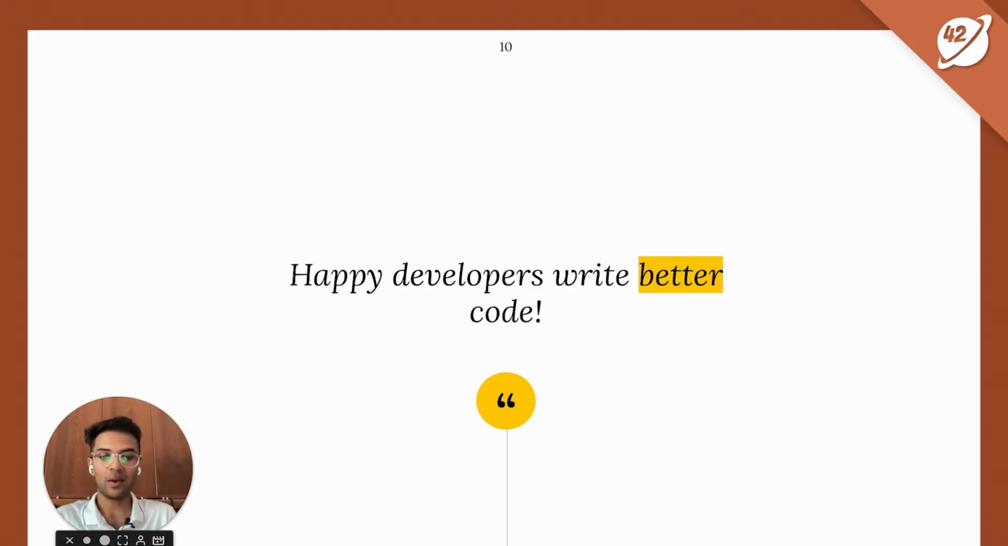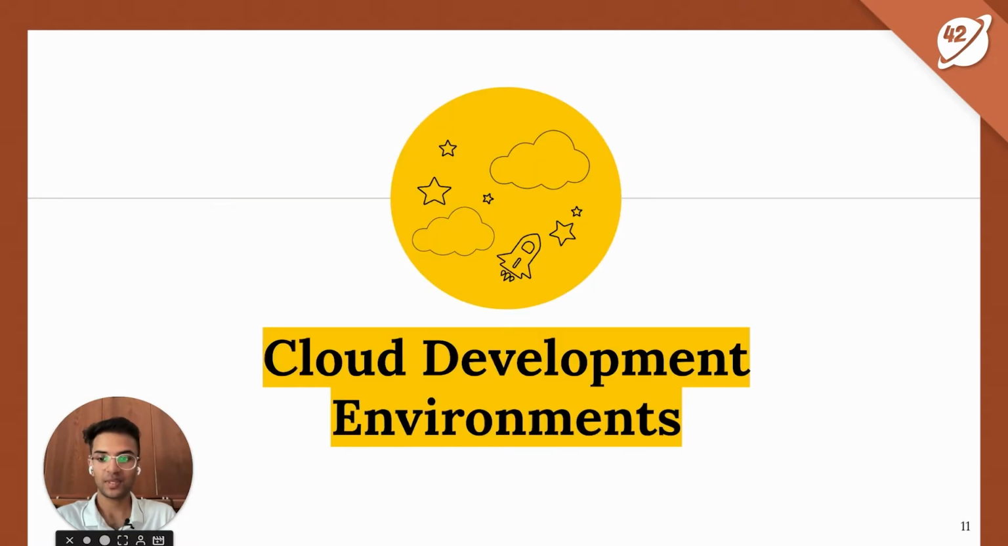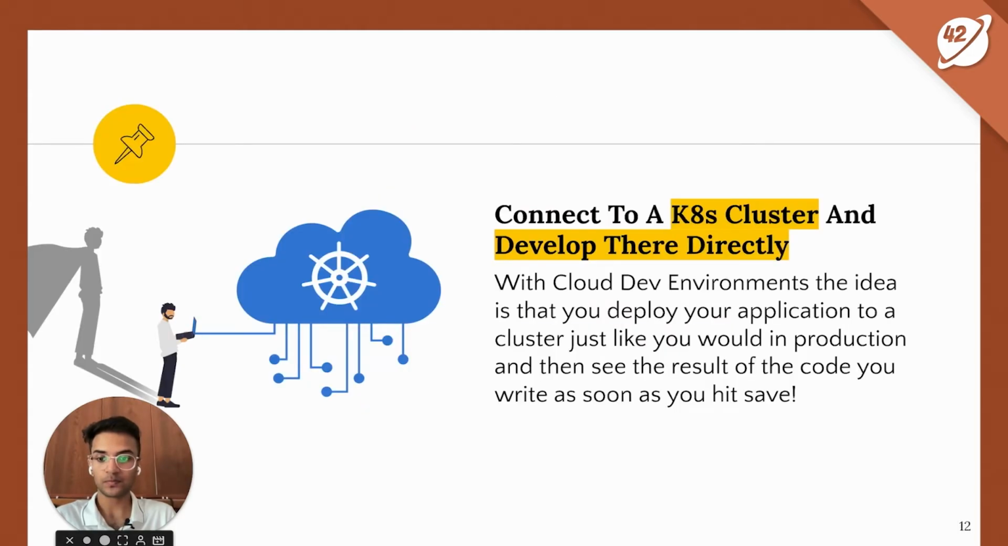Before concluding, I want to discuss a solution which has the potential of solving all these problems developers working on microservice-based applications face. And that solution, I feel, is cloud development environments. The way they work is that they first deploy your application to a Kubernetes cluster using the same manifest you deploy to production. So the idea is that you deploy your application to the cluster, just like you would in production, and then you see the result of the code you write as soon as you hit save.